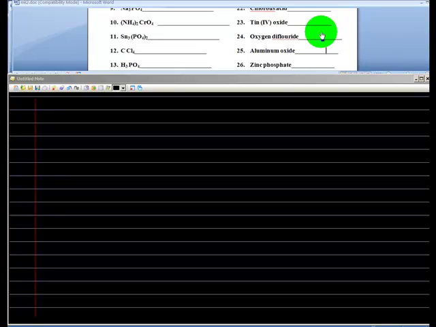An example of the transition metal problem is question number 23. Now you will notice that 23 says Roman numeral 4.